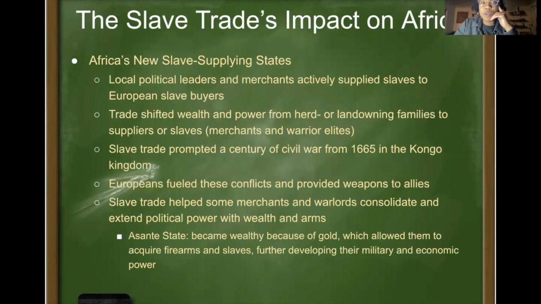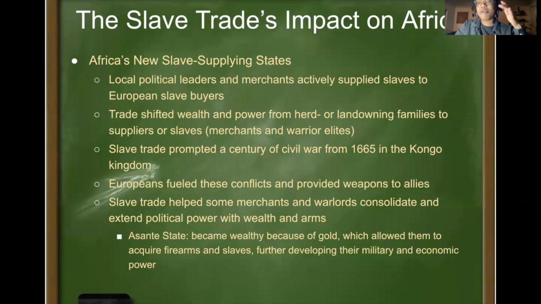Anyway. All right, the slave trade's impact on Africa. So the slave supplying regions, what's going to happen to them? Local leaders are going to actively supply these enslaved people to these European buyers. So these Africans are going to enslave other Africans and sell them. Not something we want to think about during history, but a pretty accurate description of what actually happened. So we're going to see, even in Africa, shifting waves of economy. Trade is going to shift wealth and power from herding or landowning families to the supplying, the merchant and warrior class.